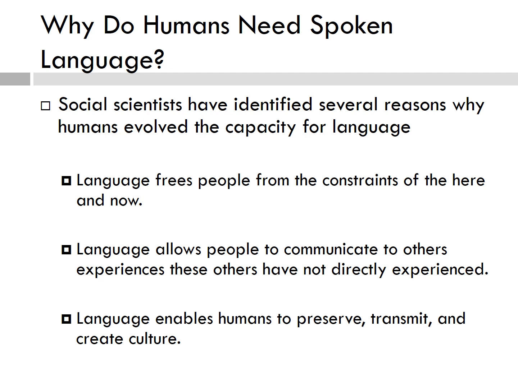The second reason humans evolved the capacity for language is because language allowed people to communicate to others about experiences others have not directly experienced. For example, although a person may not have experienced directly the joy one experiences when having a baby or getting married, using language allows them to experience these things vicariously.